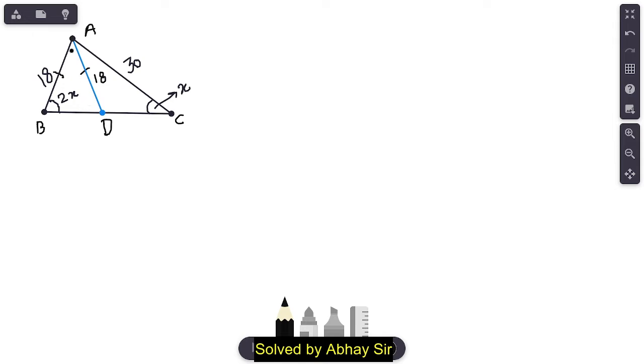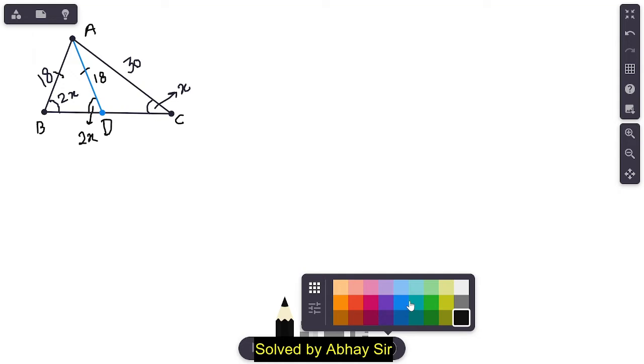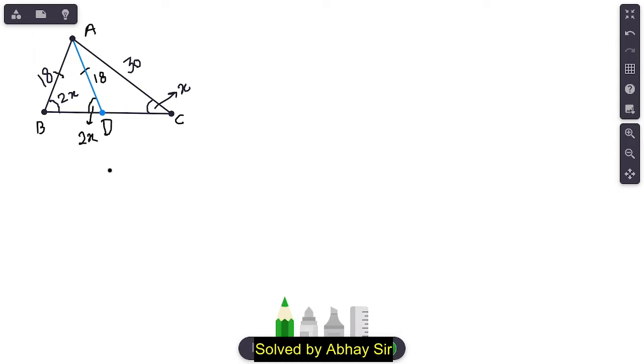Now take triangle ABD. If the sides 18 and 18 are equal, the angles opposite to them are also equal, so this will also be 2x. Now see this angle 2x. It is an exterior angle to triangle ADC, so 2x should be equal to the sum of this angle and this angle. By the exterior angle property, this angle is also x, because x plus x gives us 2x.